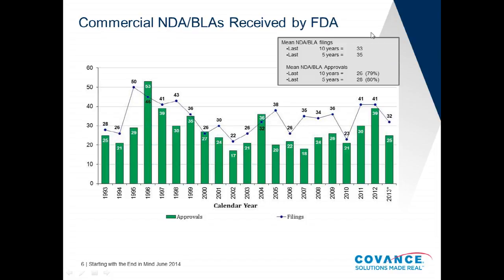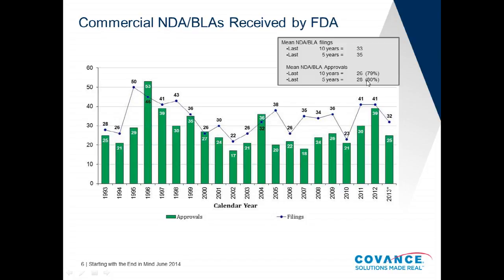Now, if you look across this data set and we just do some simple averaging for the number of NDA or BLA filings, for the last 10 years there was on average 33 per year, or if you look at just the last 5 years, about 35. So very consistent numbers of NDAs and BLAs filed each year.